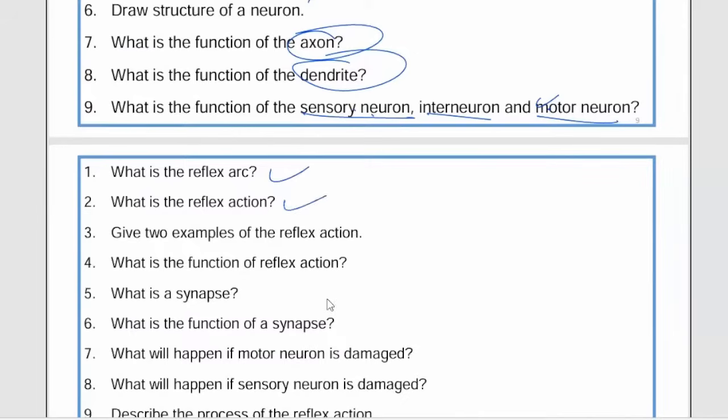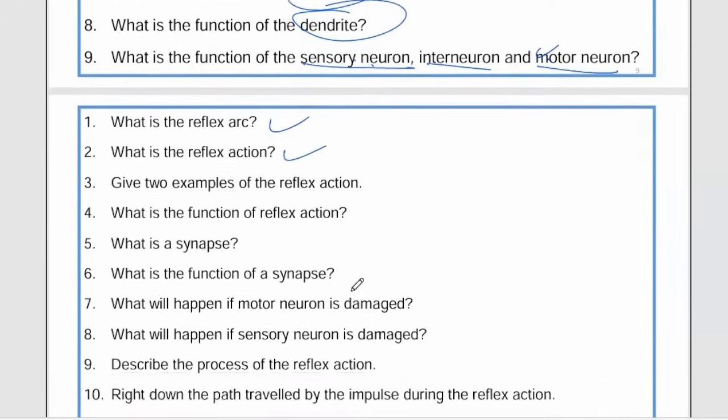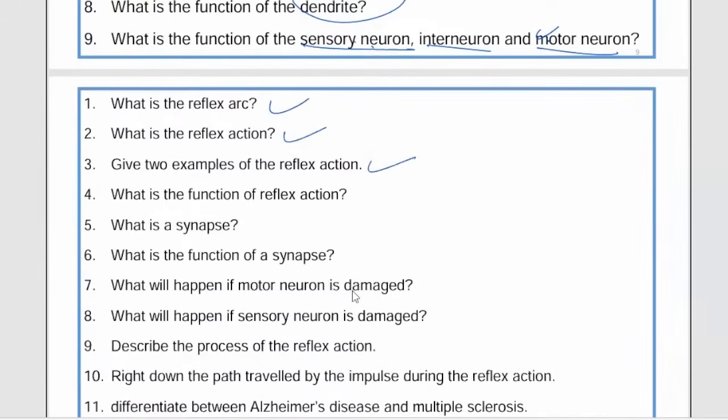What is the reflex action? It is a rapid automatic response to the stimulus. We talked about this. Give two examples of this. Blinking of the eye, withdrawal of the hand from the hot object, knee jerk. All that is reflex actions. They're asking what the function of reflex action is: to protect the body from danger or from further harm.